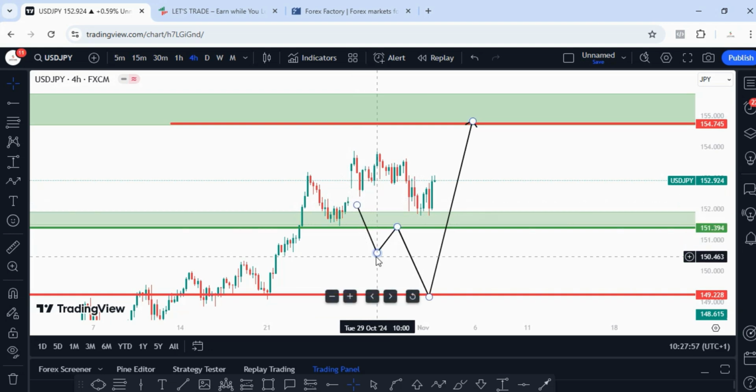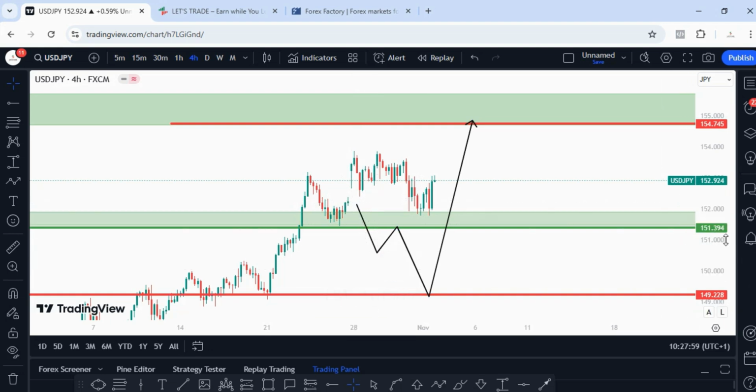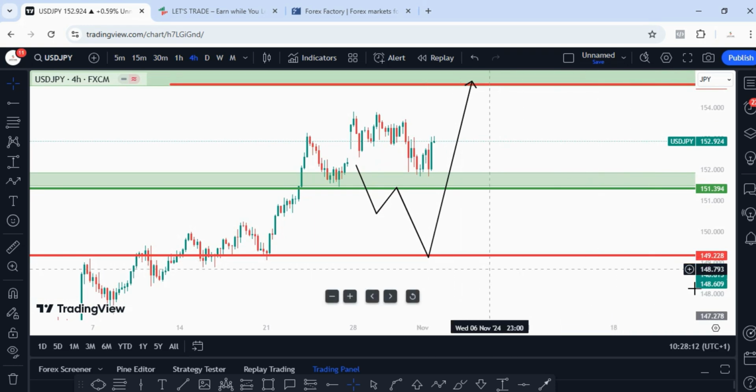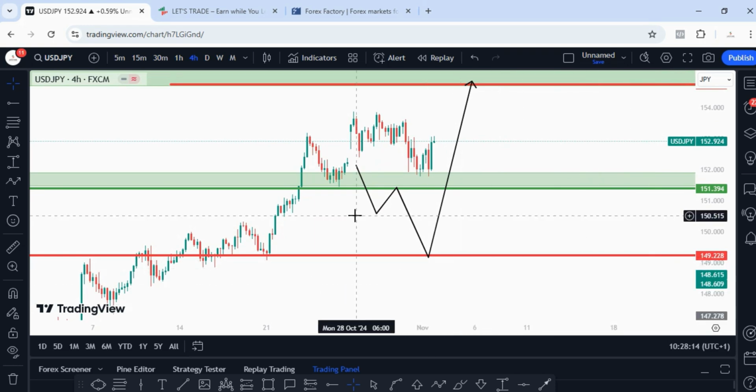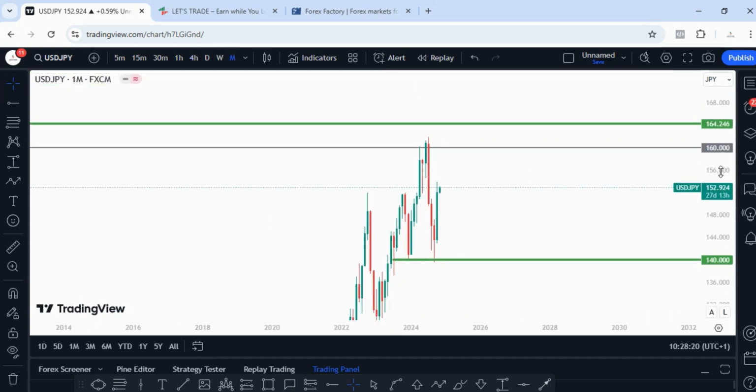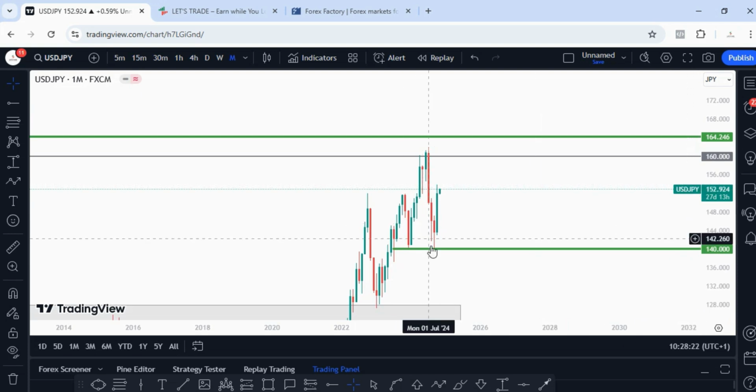So plan B will be for price to break below that 151.394, then catch it on the pullback on the much lower time frames. Of course, you already know that I'm talking about the 15 minutes time frame or 30 minutes time frame. Then your target will now be 149.228. I strongly believe from 149.228 price should continue its bullish move, because if we go to the monthly time frame, I'm actually expecting a bullish USDJPY.